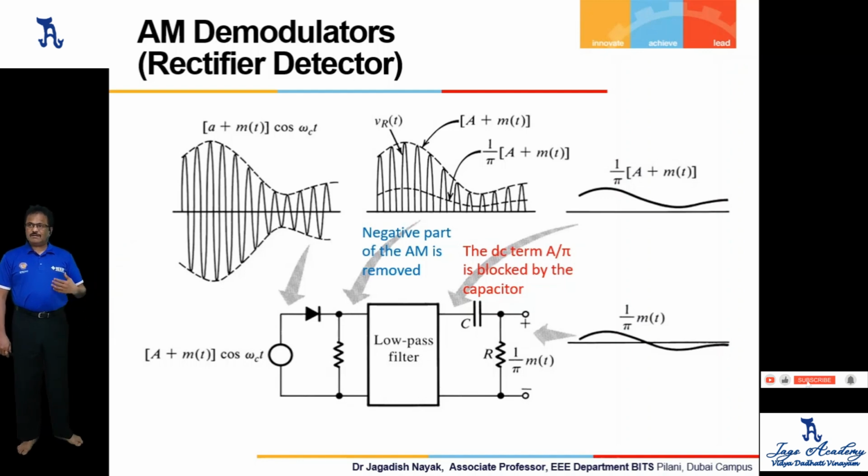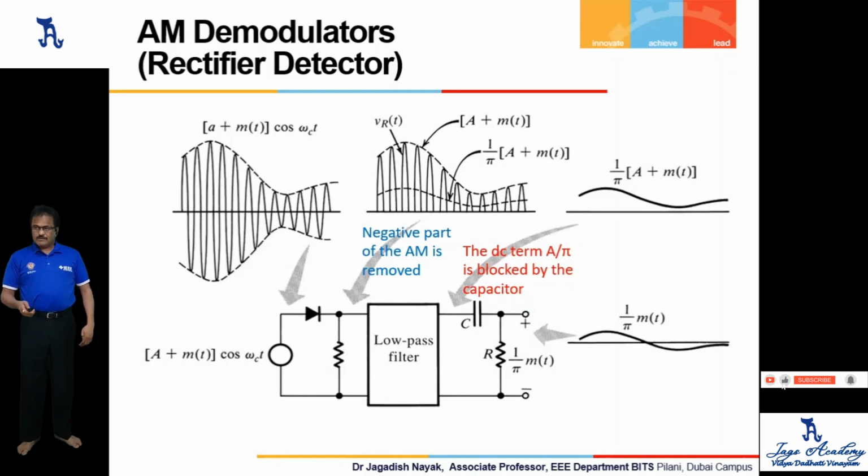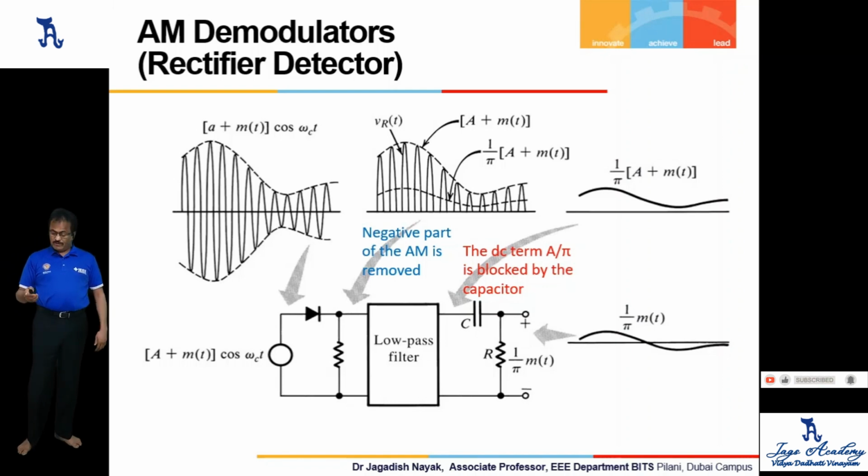That is done by using a capacitor. So that capacitor blocks the DC term and it will pass only the AC term. So what you're going to get as output is 1 by pi into m(t). So definitely you have demodulated m(t) by using this. This is one method of rectifying and demodulating your AM wave.